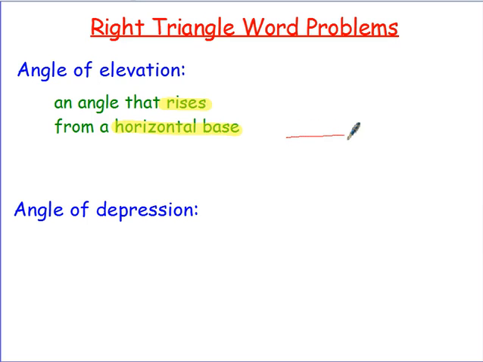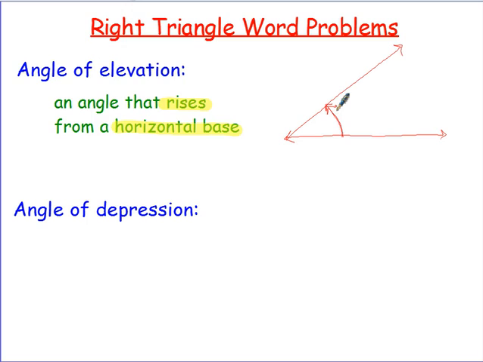Horizontal means this direction. So there's your horizontal base. And then from this line, I am going to rise up. So an angle of elevation is an angle that goes up this direction from a horizontal base.